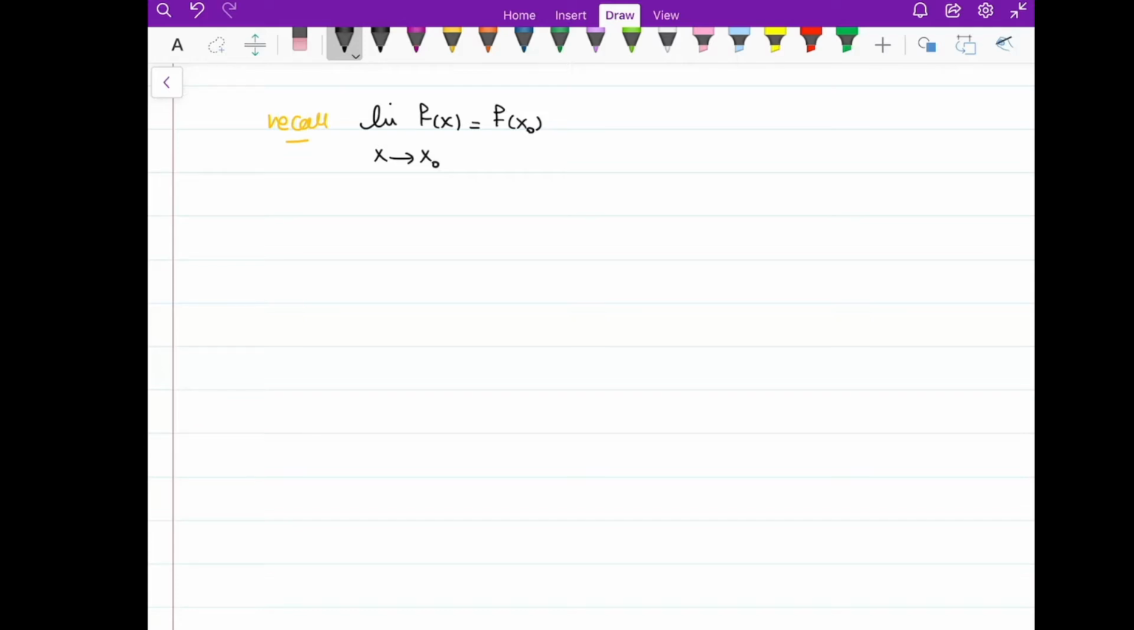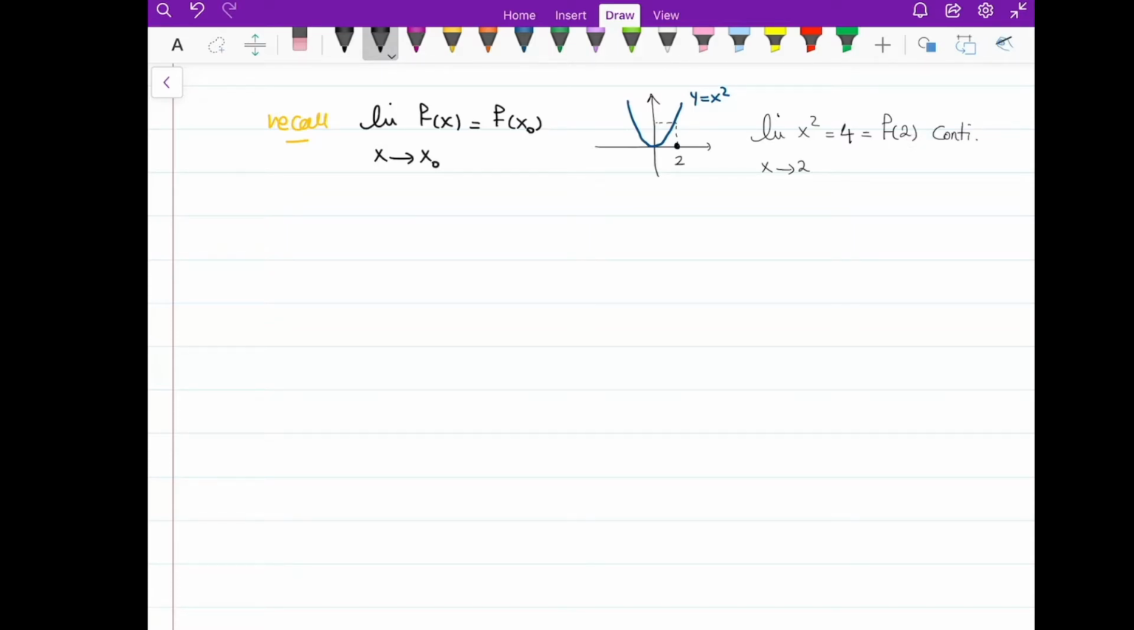For example, in the case of the parabola, y equals x squared, as x is getting closer to 2, since the limit of x squared as x approaches 2 is equal to 4, which is the value of the function at the point 2, that's why we say that this is continuous.